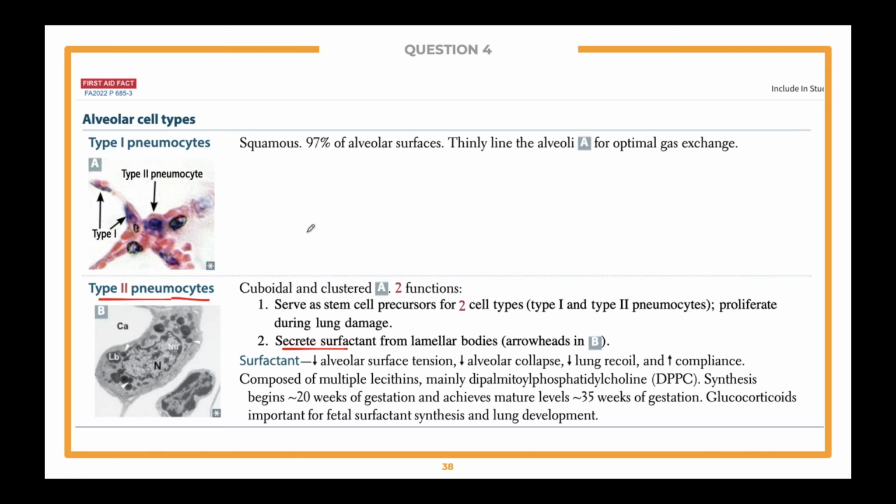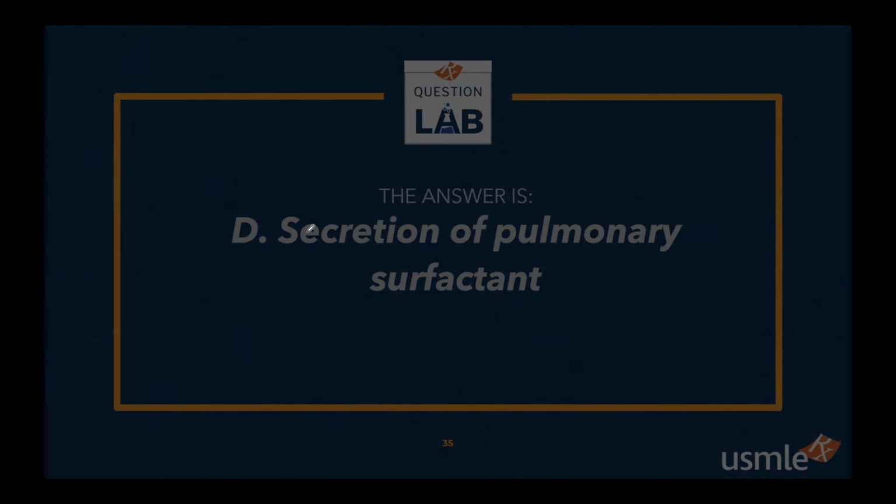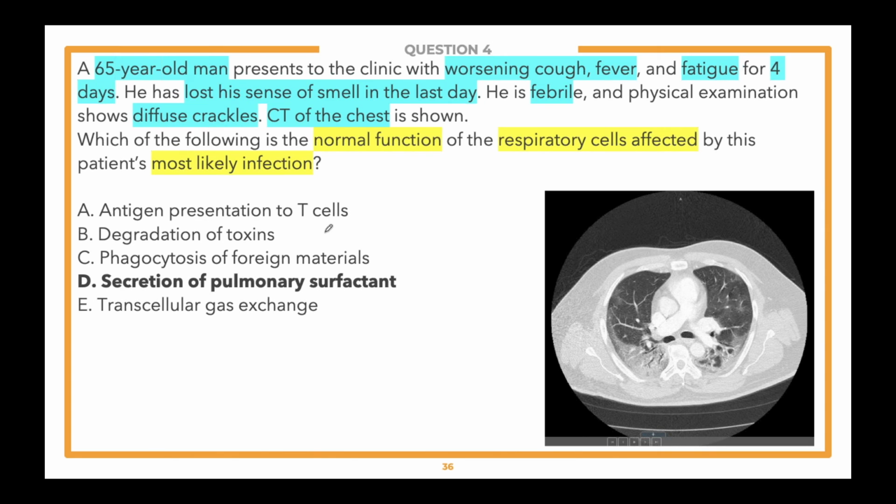So if we go back to our question, you can see that the best answer choice here is answer choice D, but that's after getting those first two initial steps of the type 2 pneumocytes and the type of infection this patient has. Now, the other answer choices are not really as relevant to COVID infection. Transcellular gas exchange is more common with type 1 pneumocytes. But again, with COVID infections, it's actually type 2 that are primarily affected.